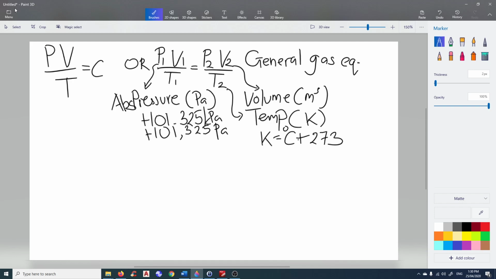The next equation that governs the perfect gas law is what we call the equation of state. It is given by PV equals mRT.